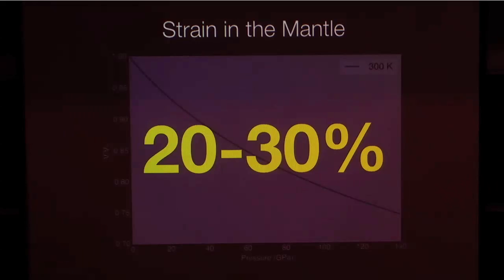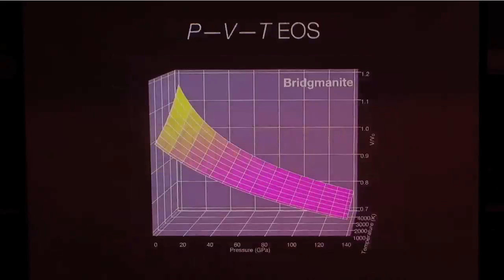Okay, so the amount of strain we're going to deal with today, on this Saturday morning, is 20 to 30% for the mantle, okay? That's not so much, but it is large enough that you cannot use a linear relationship. That's the point. So the parametric space that we are going to explore today is pressure, volume, temperature.